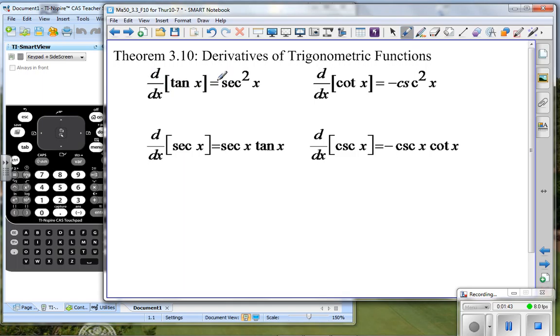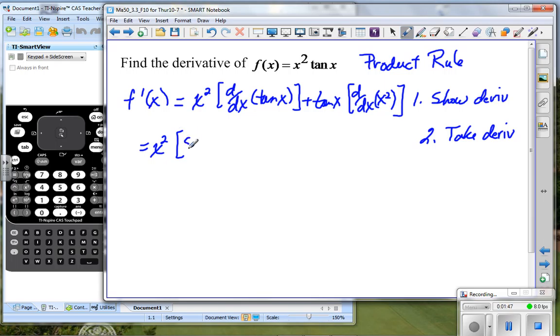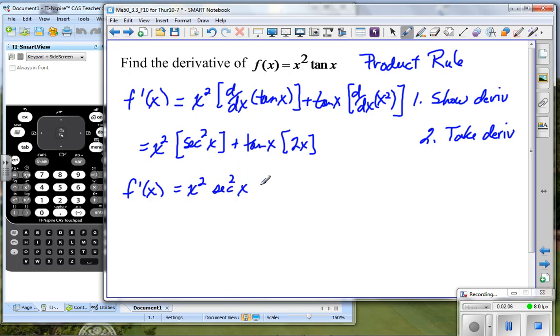So the derivative of tangent x is secant squared x. And so this would be secant squared x plus tangent x, and the derivative of x squared would be 2x. So our derivative of the function is x squared secant squared x plus 2x tangent x.